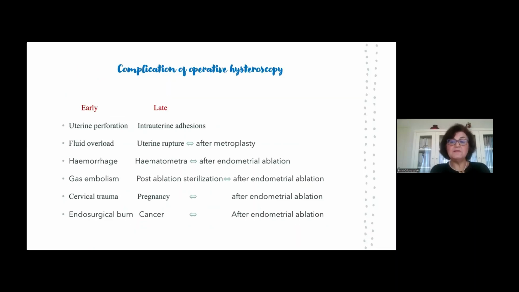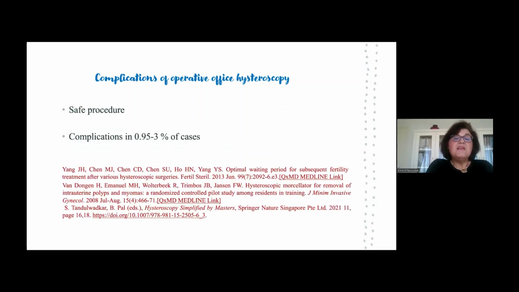Complications of office hysteroscopy, early and late. Early: uterine perforation, fluid overload, hemorrhage, gas embolism, cervical trauma, endocervical balloon. Late: intrauterine adhesion, uterine rupture after metroplasty, hematometra after endometrial ablation, post-ablation sterilization syndrome, pregnancy after endometrial ablation, cancer after endometrial ablation.